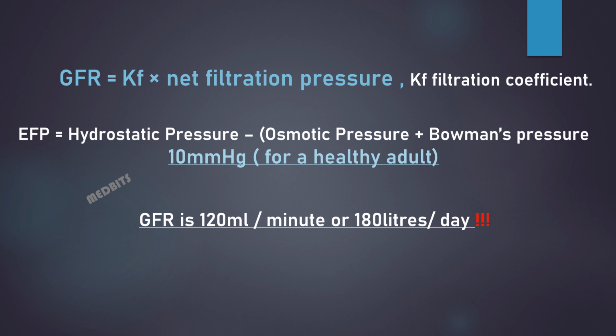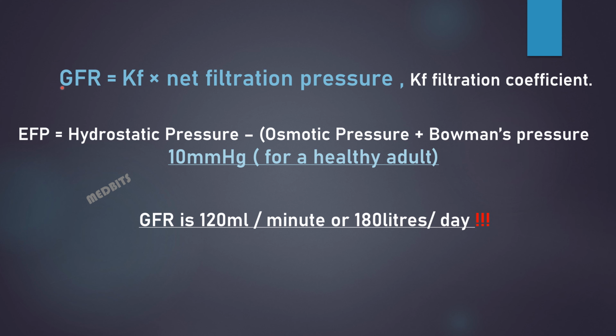Now we have come to the end of GFR and we have studied it very well. Let's just have a quick recap on the two equations we learned from this. GFR, glomerular filtration rate, is calculated by the filtration coefficient multiplied by net filtration pressure. What is the net filtration pressure? Effective filtration pressure is the hydrostatic pressure minus the sum of osmotic pressure and Bowman's pressure, and that result is 10 mmHg for a healthy adult.